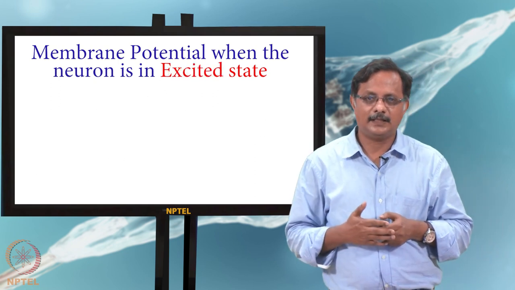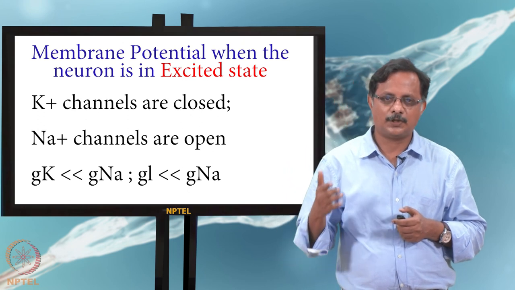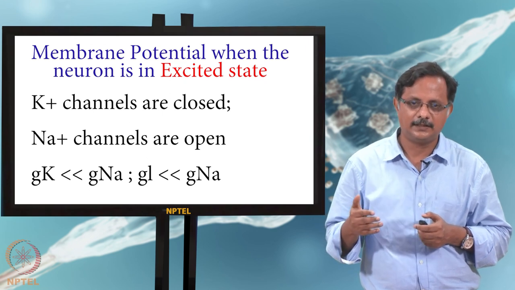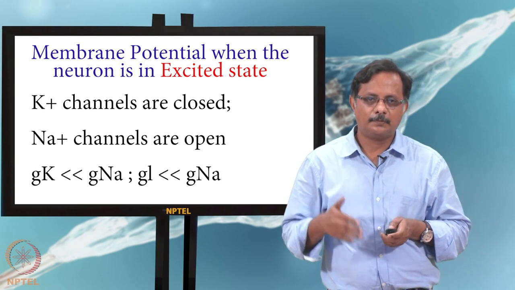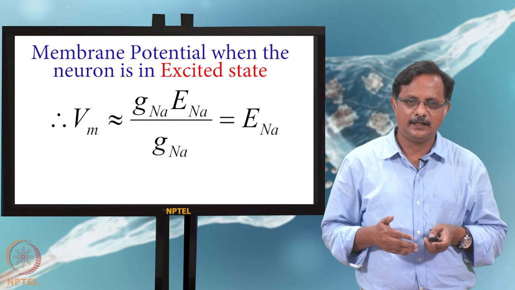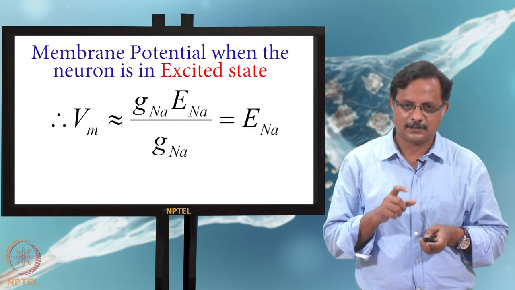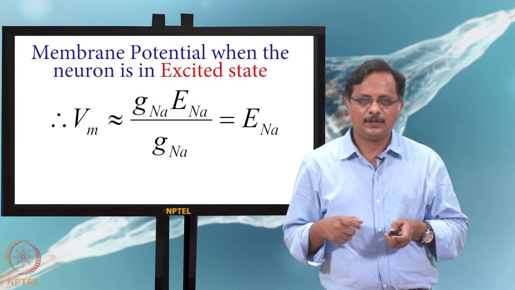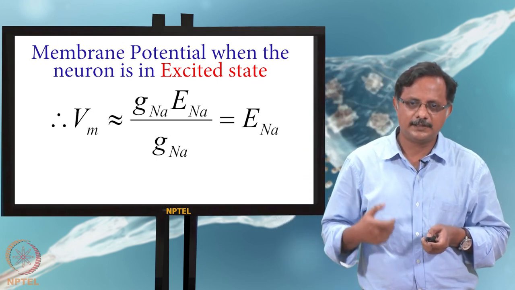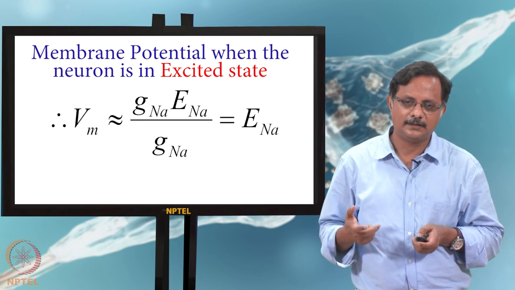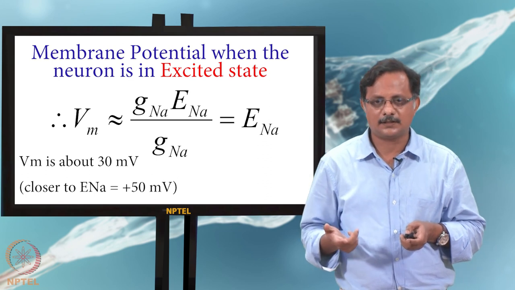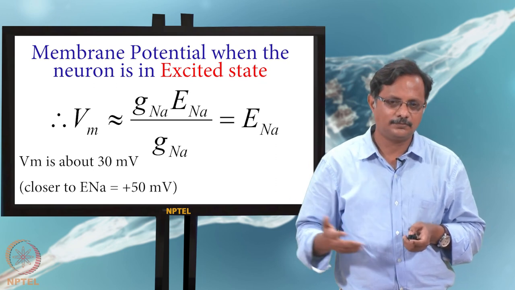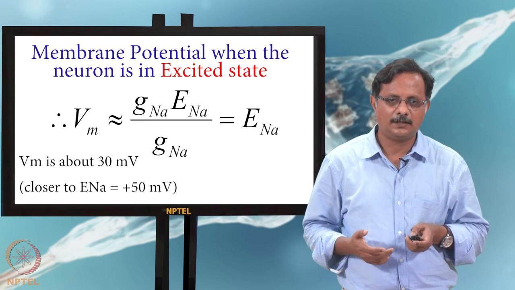So let us consider what happens in the excited state. In the excited state, it turns out that potassium channels are closed and sodium channels are open. So GK is much lesser than GNa, and GL is also much lesser than GNa. If you plug in these conditions into the formula, in the numerator GNa ENa dominates the expression, and in the denominator GNa dominates the whole summation. So the formula becomes GNa ENa by GNa, which is equal to ENa. Therefore Vm in this condition is approximately equal to ENa, and ENa we know is plus 50 millivolts. Actually if you do not make this approximation, Vm when the cell is excited will go as far as 10, 20, 30 millivolts, which is a positive voltage.